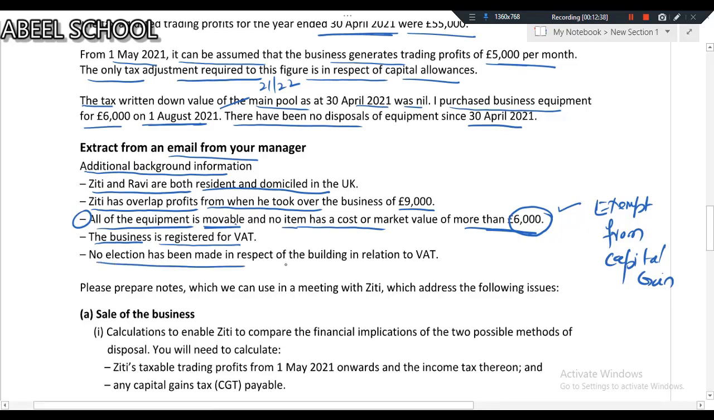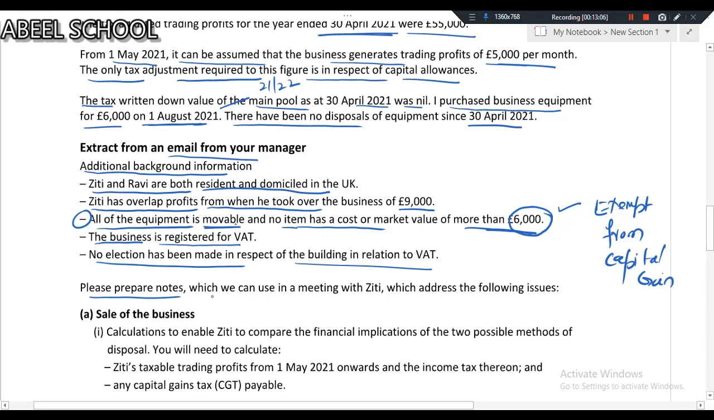No election has been made in respect of the building in relation to VAT. No election has been made in the topic VAT, value added tax. We did discuss that if a commercial building is more than 3 years old and you are selling it, it is an exempt supply unless you opt to tax. Since they have made no election, you are not opting to tax, so it is treated as an exempt supply.